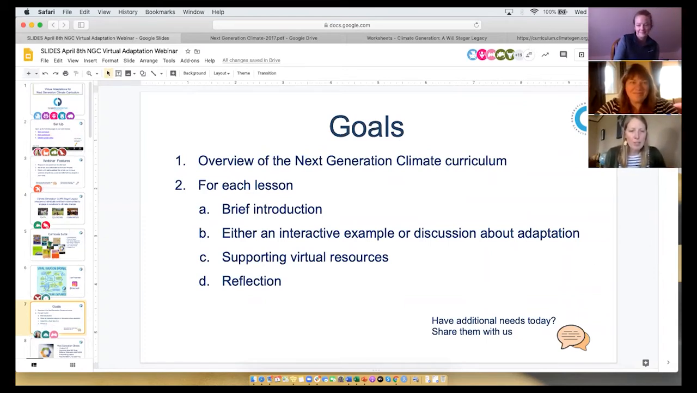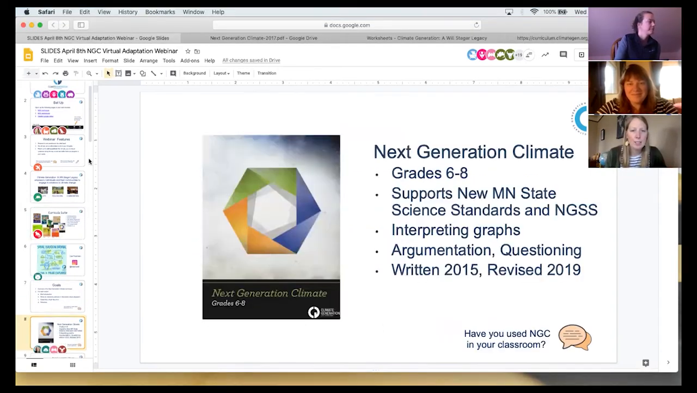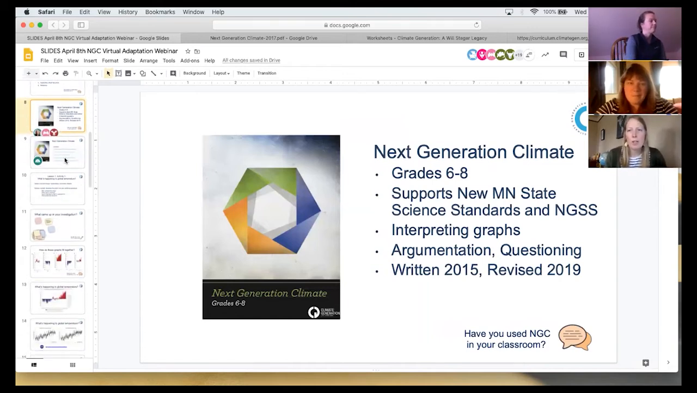So the Next Generation Climate curriculum is a curriculum that was written in 2015. It was written in-house at Climate Generation. It's one of many in our suite that Lindsay had touched on a little bit earlier. But we chose this one because we think it's a really good basic climate change 101 that is written for middle school but can be adapted for lower or higher levels of learning.